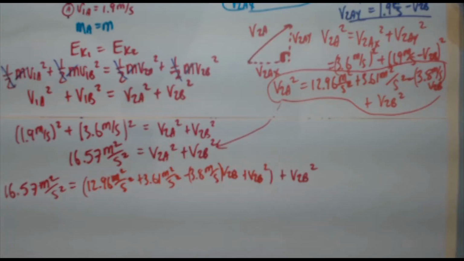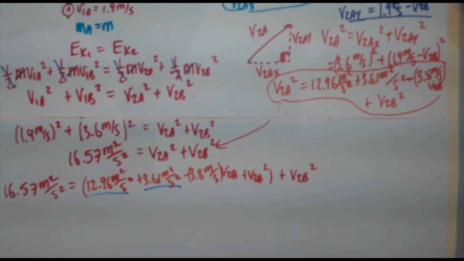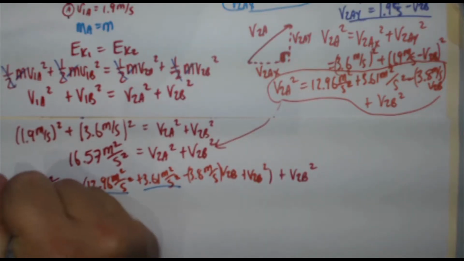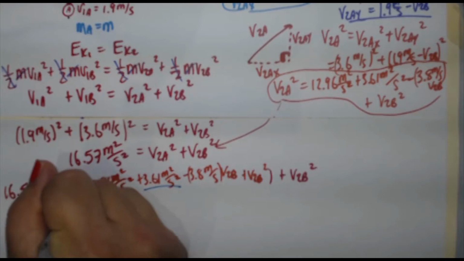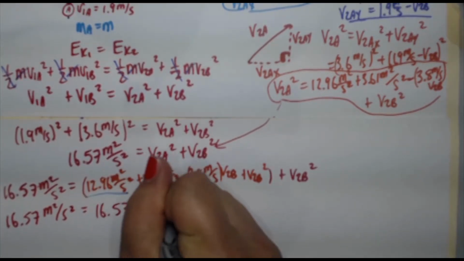Honestly, this is not so bad. There's a lot of like terms you can combine here. For example, meters squared per second squared, meters squared per second squared. If you add those two values together, you are going to get, in fact, 16.57. So you've got 16.57 on the left, and you're going to get 16.57 on the right.